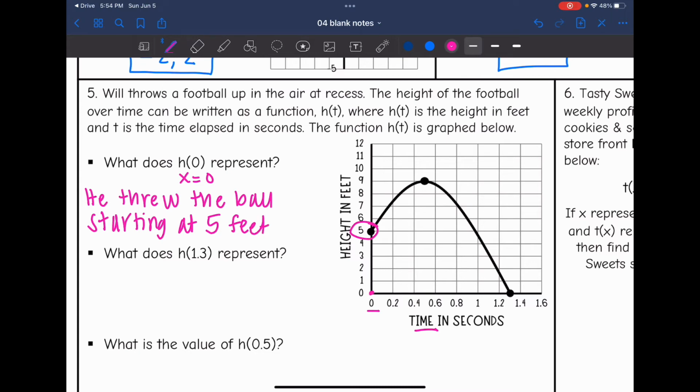And then it says, what does h of 1.3 represent? So when x equals 1.3, since they gave us the number inside the parentheses, let's see what happens. So 1.3 would be right here in between 1.2 and 1.4. And if we look at that point, our height is zero. So that means that is where the ball hit the ground. The ball hit the ground after 1.3 seconds.